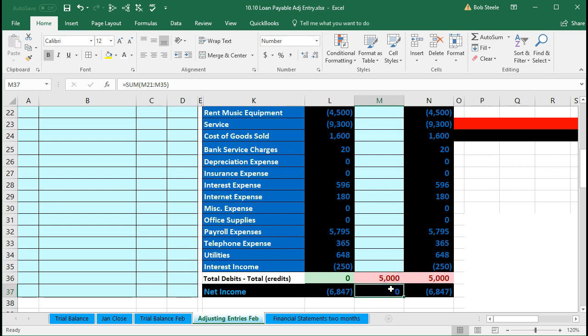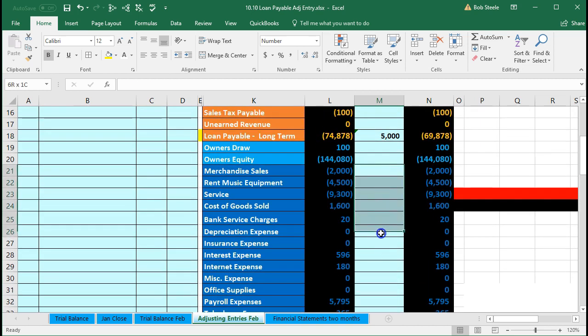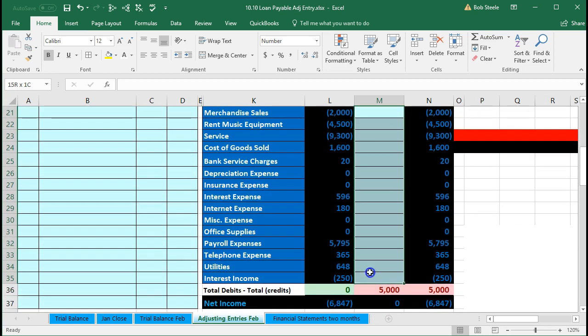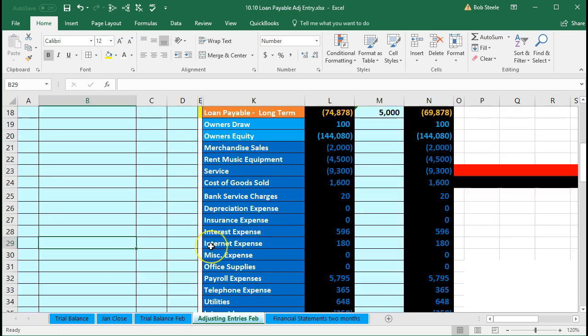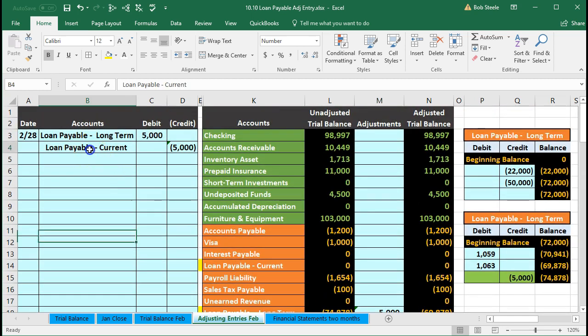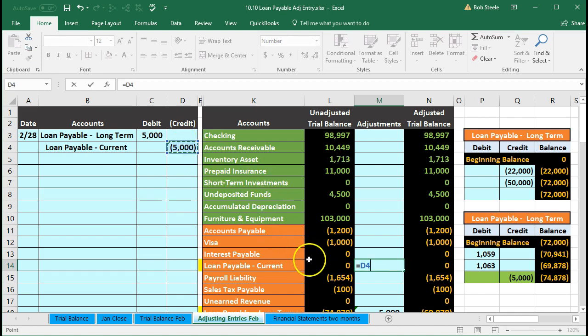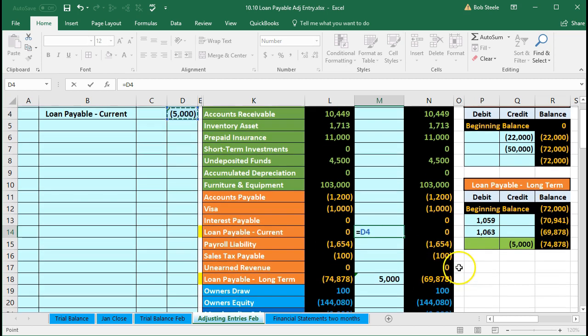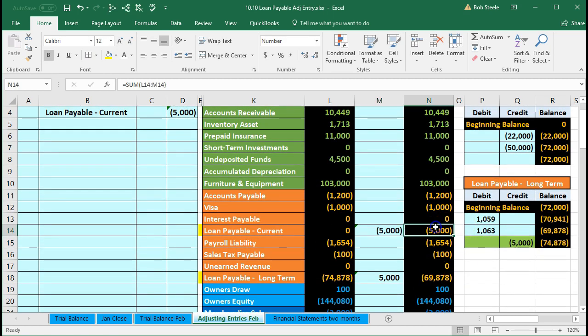No effect on net income because none of the blue accounts or the dark blue accounts, the income and expense accounts, have been affected by this transaction. Now we will record the other side, which will be the current portion. So the current portion is here. We're going to be in our adjusting column. We are in cell M14, selecting equals, and we're just pointing to that 5,000 here. That's going to bring this balance, zero balance, up by 5,000 in the credit direction to 5,000.